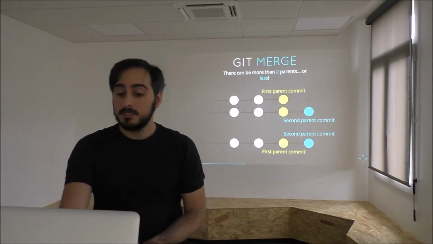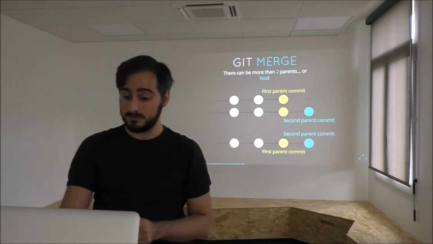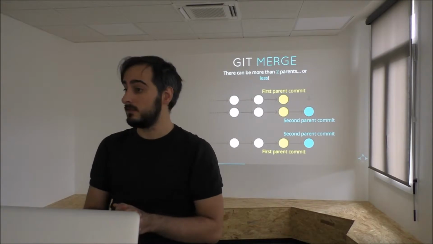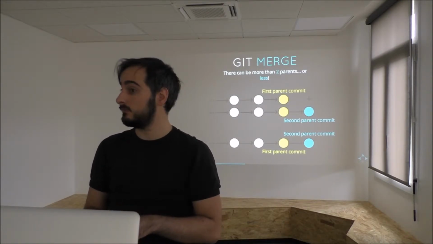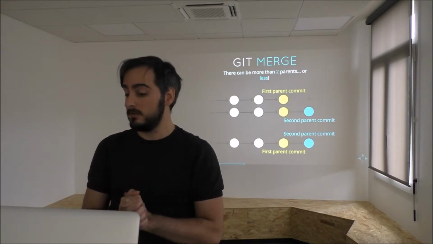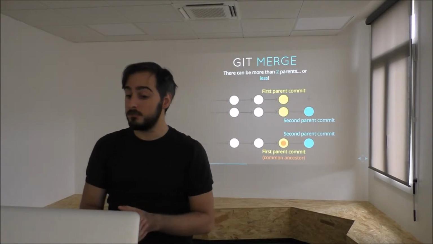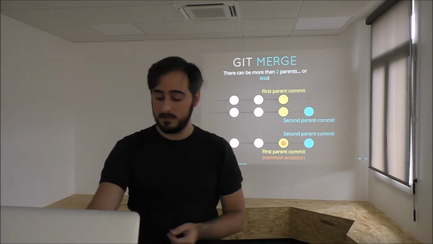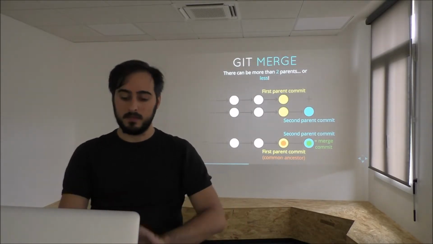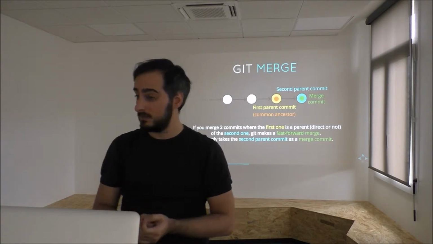Okay, git merge can use more or fewer than 2 parents. For example, let's say that I have a first parent commit, which is the yellow commit, and a second parent commit, which is the blue commit. What will happen if I use git merge? I will have my common ancestor, which is the yellow commit, and the merge commit will be the second parent commit. Okay, this is a very fundamental concept of Git, which is named fast forward.